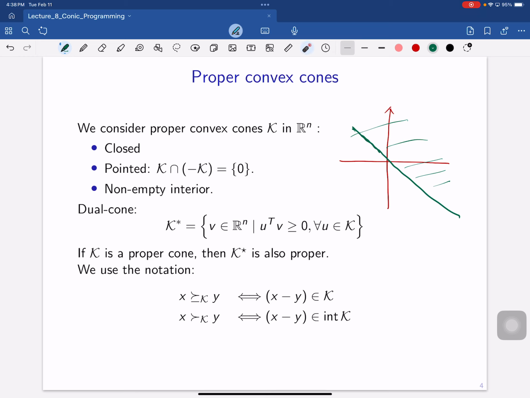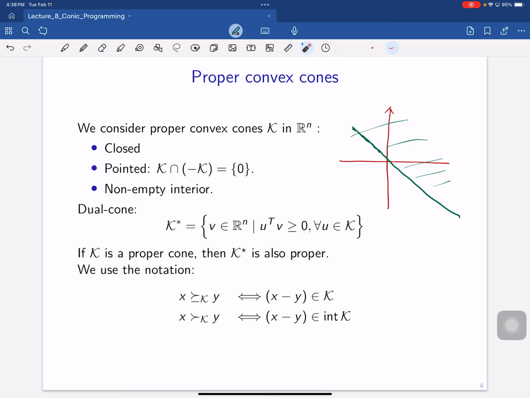So this cone is not pointed, and it has non-empty interior. That's a trivial summary. You don't want a cone with non-empty interior. Okay, so you can just take it for granted. The cones I will show you today are all proper convex cones. I will show you a few examples of proper convex cones and then how they are related to optimization problems.